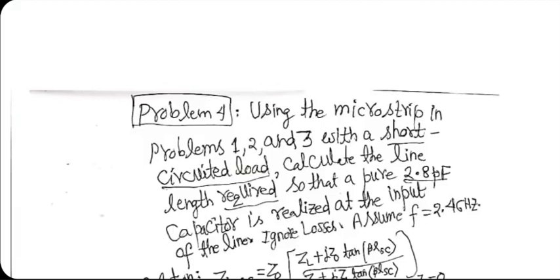Using the microstrip in problems 1, 2, and 3 with a short-circuited load, calculate the line length required so that a pure 2.8 picofarad capacitor is realized at the input of the line. Neglect losses. Losses, by the way, generally are taken care of when you do simulation. Simulation tools are much more sophisticated in handling losses. But if you want approximate idea, our equations are also there. Assume frequency equal to 2.4 gigahertz.